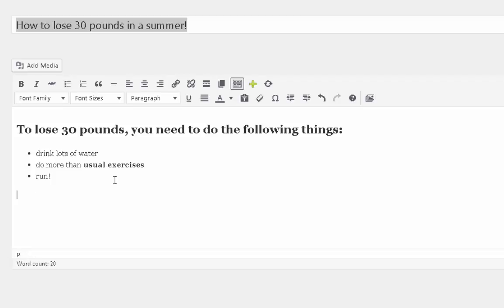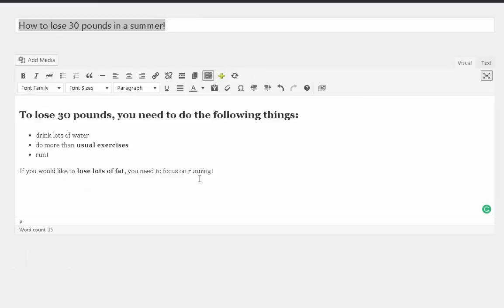So you have another title, for example, if you would like to lose lots of fat, you need to focus on running. Now this is also a keyword, right? Lose lots of fat. So what you do is you make it italics or bold. This is one way of showing the user, as well as the machine, that this is an important word that you're trying to focus on. This gives a direction to Google that your article is about losing lots of fat, losing 30 pounds, doing usual exercises, and drinking lots of water and stuff like that.